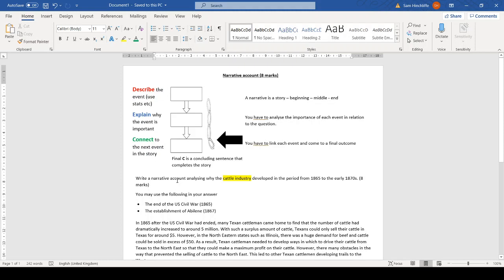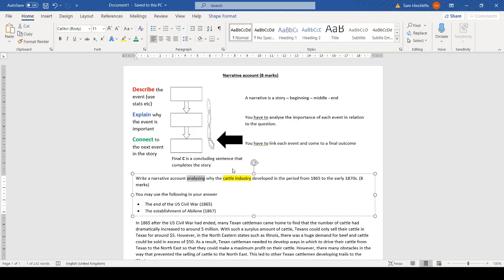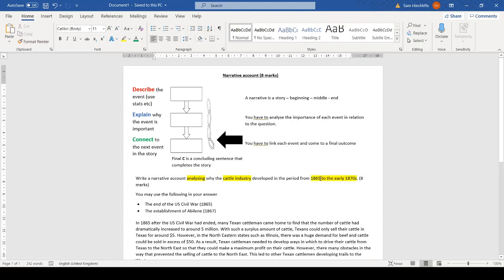Write a narrative account, analysing, keyword there. Obviously it's not just a story. You must analyse why the cattle industry developed in the period 1865 to the early 1870s. So we've got quite a big time frame.